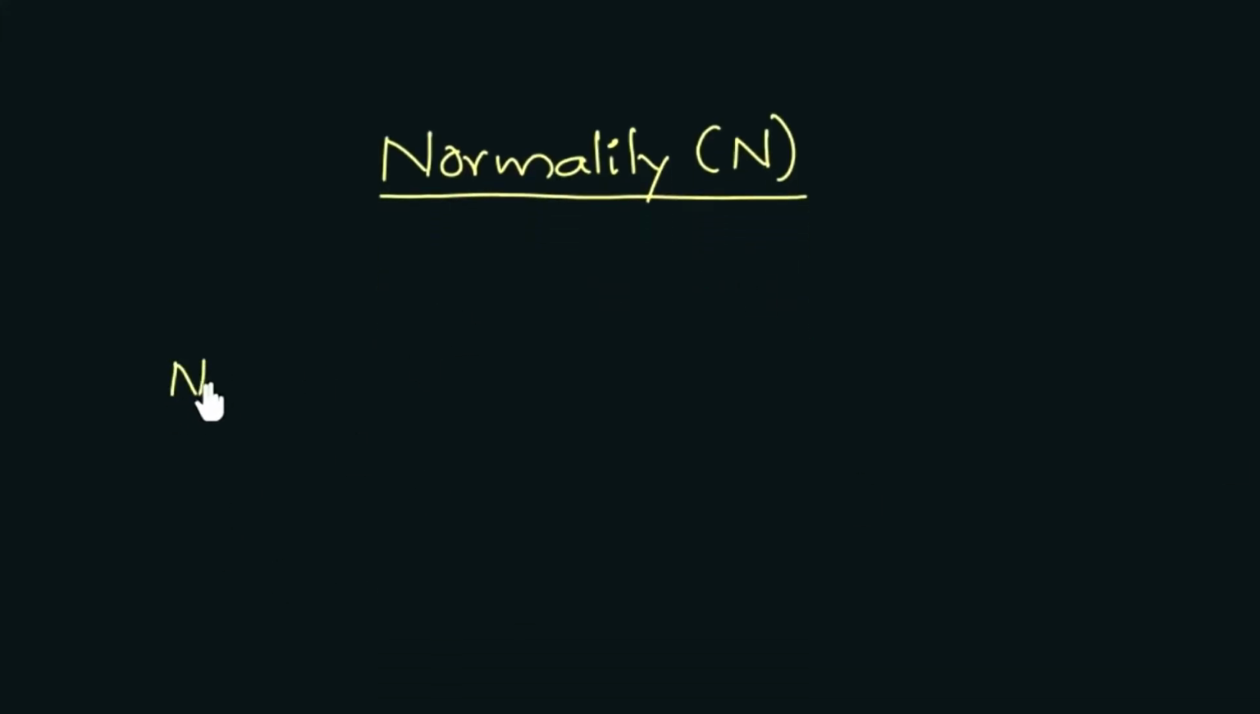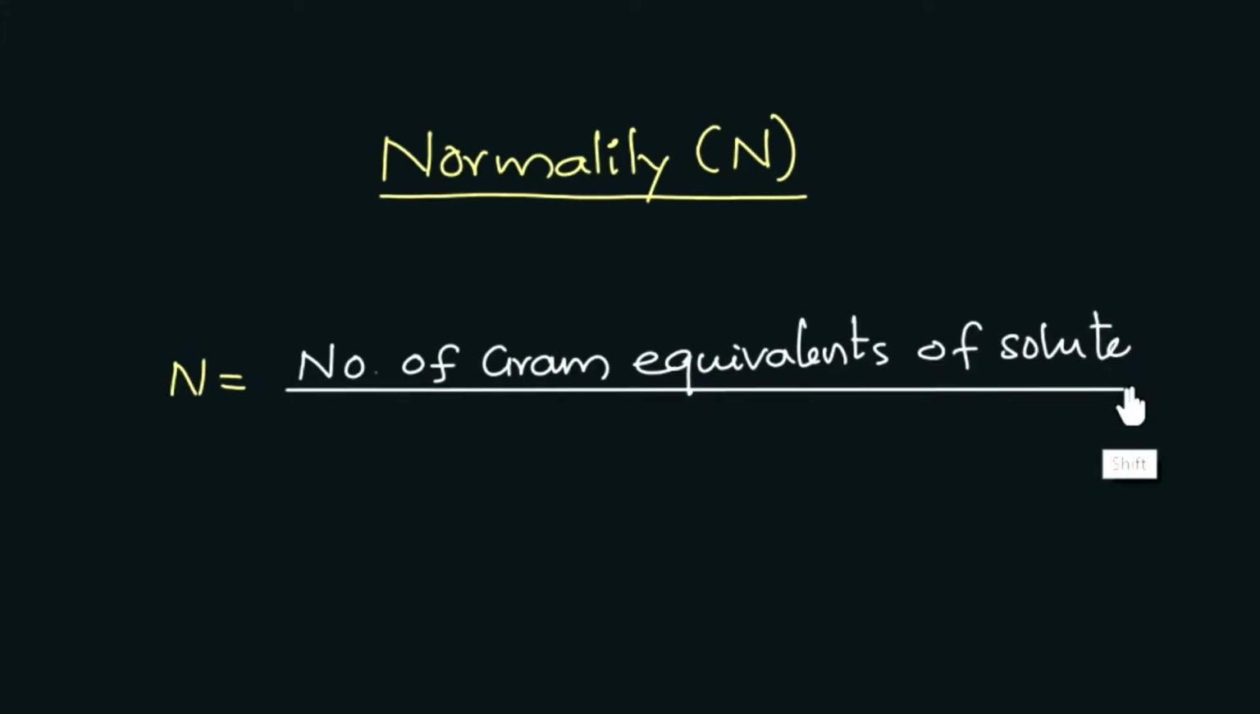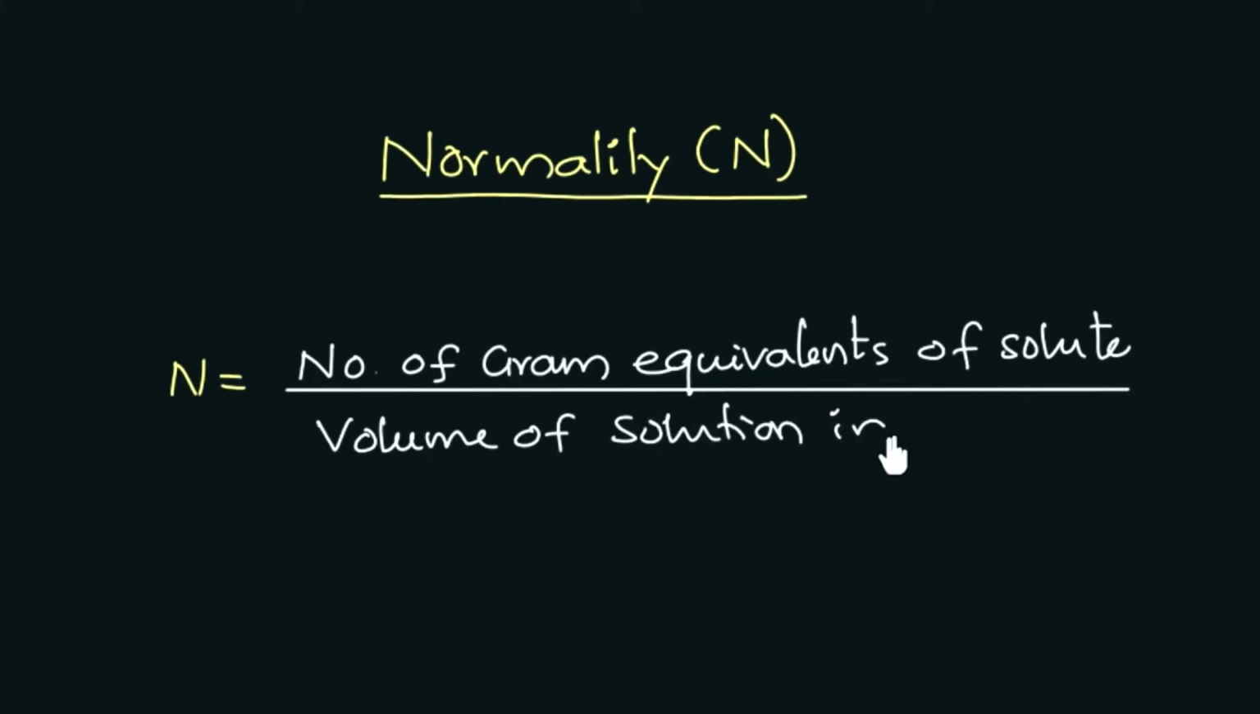We can define normality with a ratio. It is given by the number of gram equivalents of solute, the whole divided by the volume of solution, and that volume of solution should be measured in liters. That should be in liters.